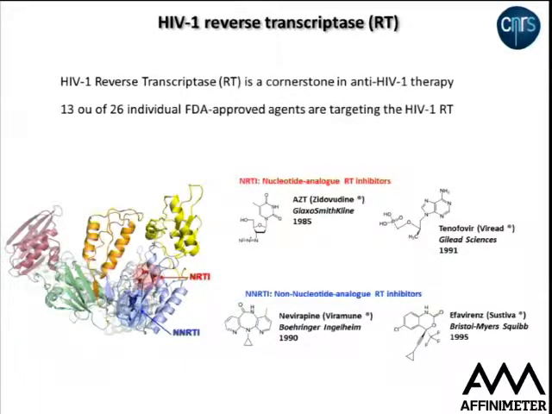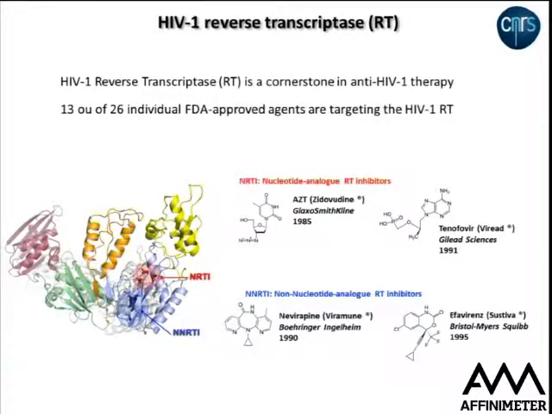RT is a key enzyme in the viral life cycle, converting the single-stranded genomic RNA from the virus into a double-stranded proviral DNA. It's also an essential enzyme for anti-HIV-1 therapy because half of the compounds that are currently used are targeting the polymerization activity of RT.